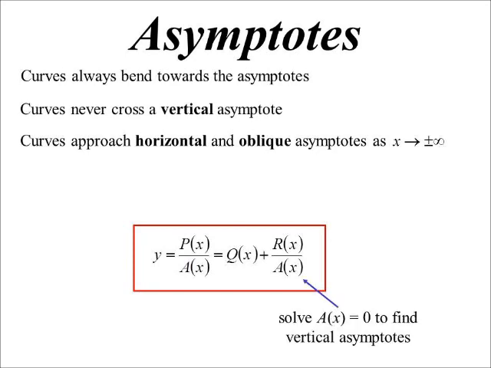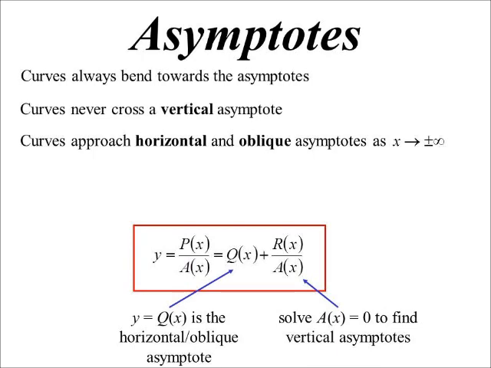I know the bottom of the fraction can't equal 0, so that's going to find me my vertical asymptotes if I simply look at the bottom of the fraction. Now, Q(x), the quotient, is the horizontal or oblique asymptote. Theoretically, it might even be a curved asymptote. No reason why it couldn't be a parabola.